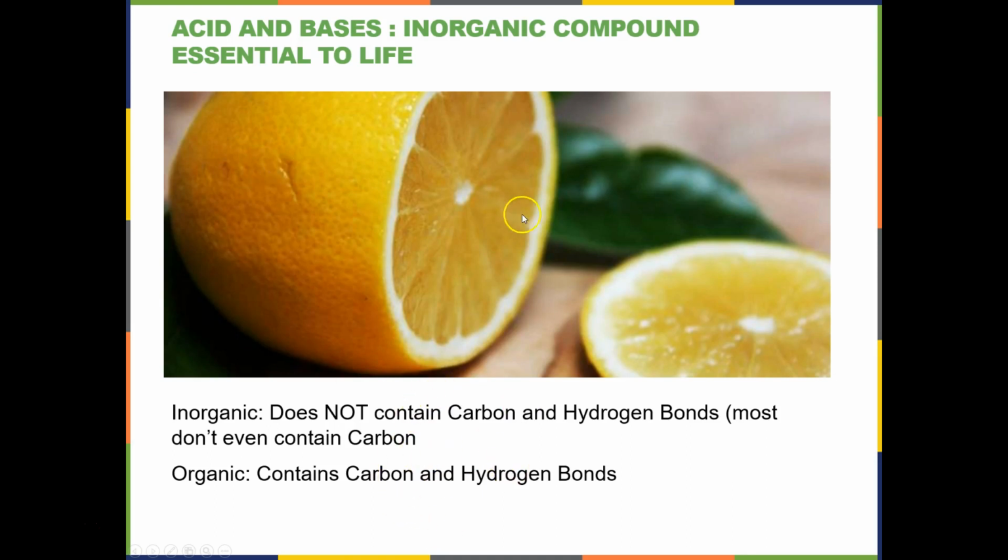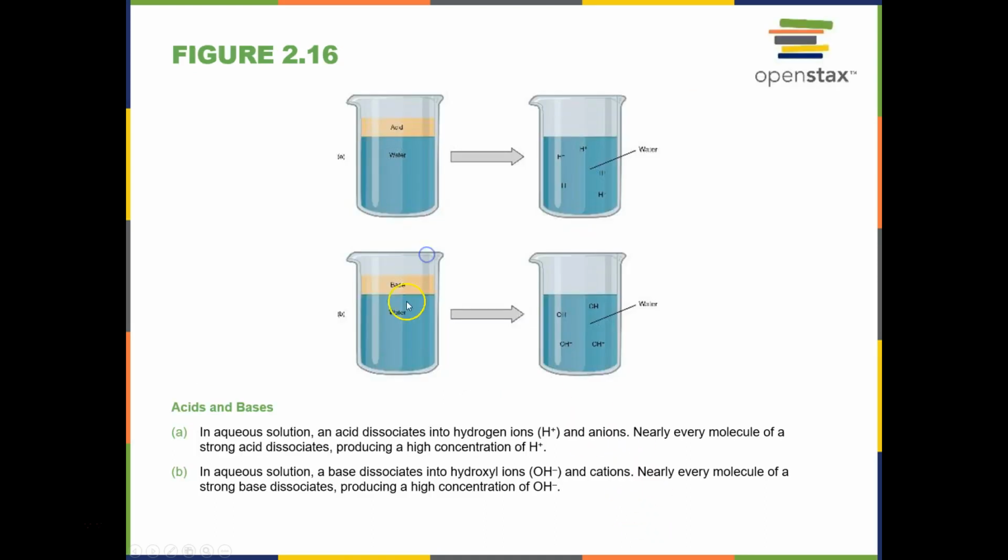So now we have acids and bases. I just have a picture of an acid. So in this case, this is orange, so citric acid, super yummy acid. But there's other types of acids. Most people, when you think of acids, you probably think of something that will burn your body, and that could happen, but probably not with an orange.